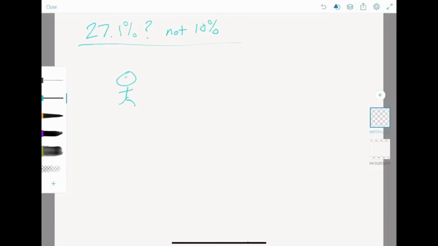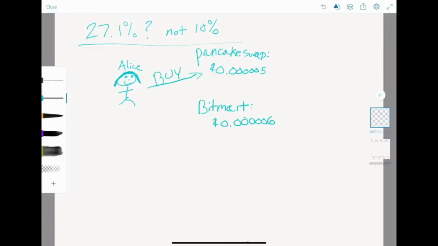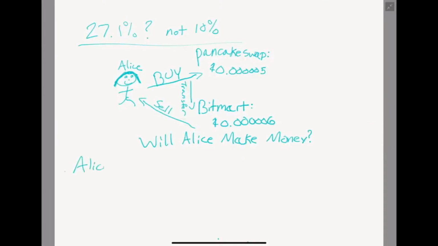Why 27%? Isn't it 10%? Well, let's see if Alice will make money buying Safemoon on Pancake Swap for 0.00005 and selling it on Bitmark for 0.00006. Alice notices the price difference and rushes over to Pancake Swap to load up on Safemoon. Her initial investment does not matter, so we will call it X.